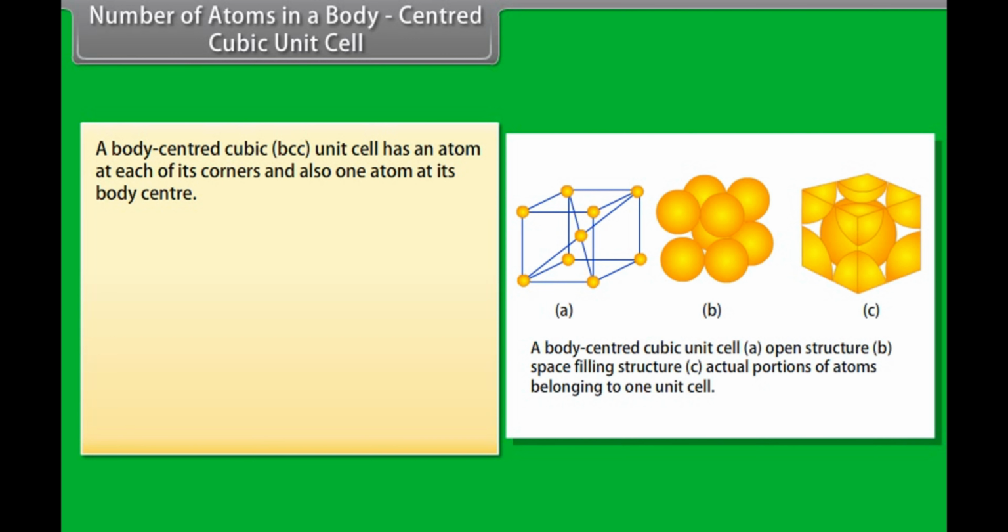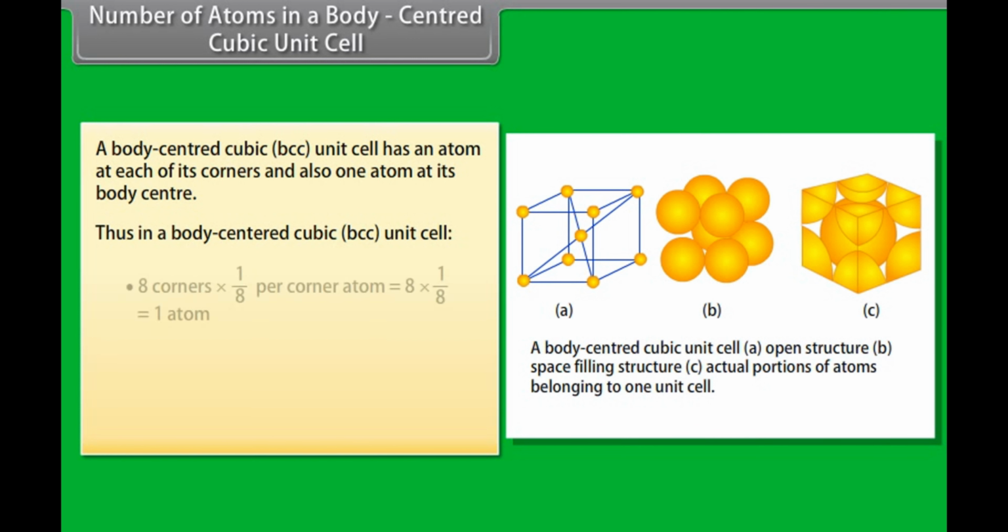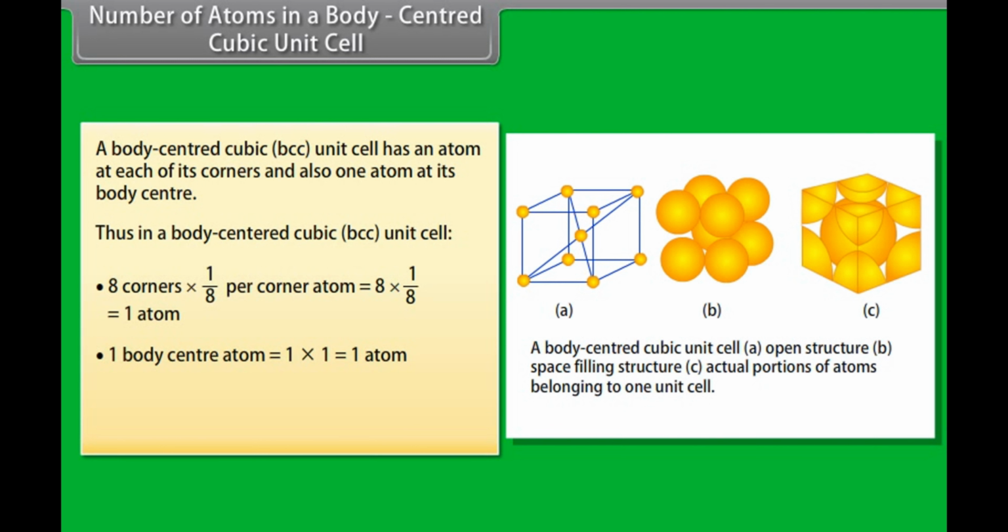Number of atoms in a body-centered cubic unit cell. A body-centered cubic BCC unit cell has an atom at each of its corners and also 1 atom at its body center. Thus, in a BCC unit cell, 8 corners into 1 upon 8 per corner atom is equal to 1 atom. 1 body center atom is equal to 1 into 1, which equals 1 atom. Therefore, the total number of atoms per unit cell is equal to 2 atoms.